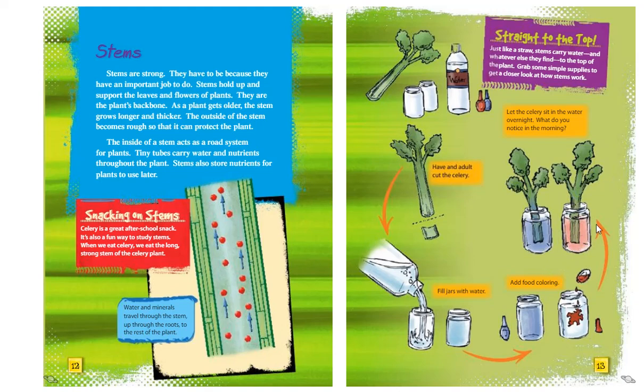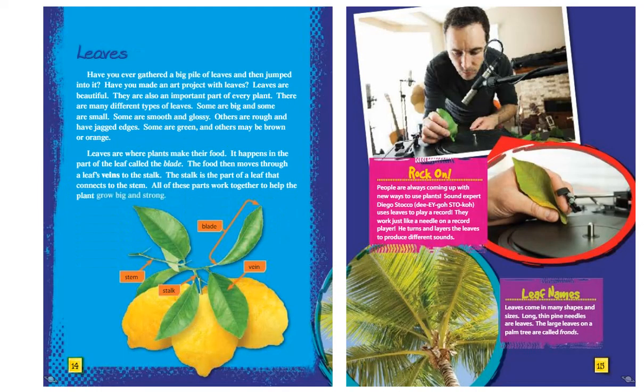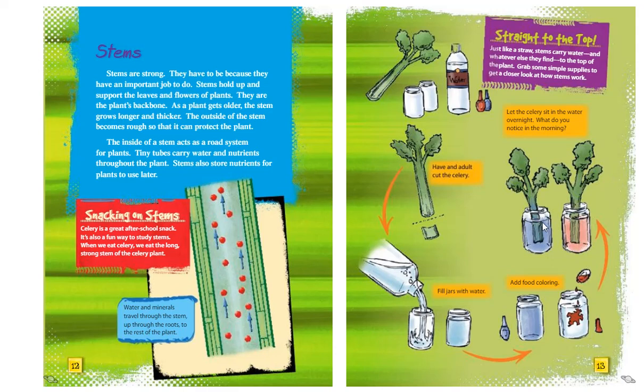And what you would eventually notice over time, I don't know if it's going to show us on the next page. It looks like it doesn't. But what you would see is that the celery and even the leaves would actually start to turn whatever color water they're in. So the one in the blue water would start to turn a little bit blue, and the celery in the red water would start to turn a little bit red.